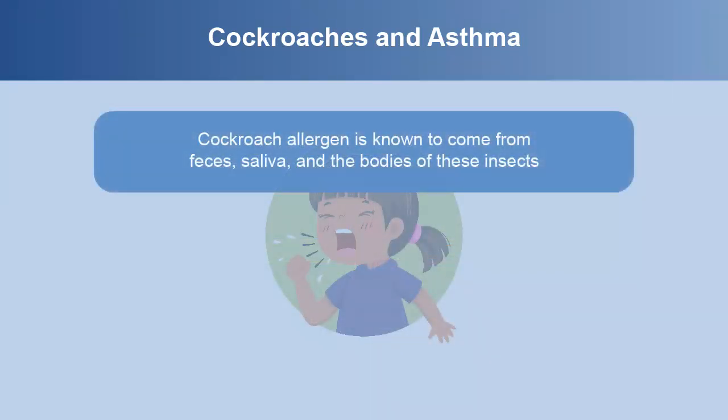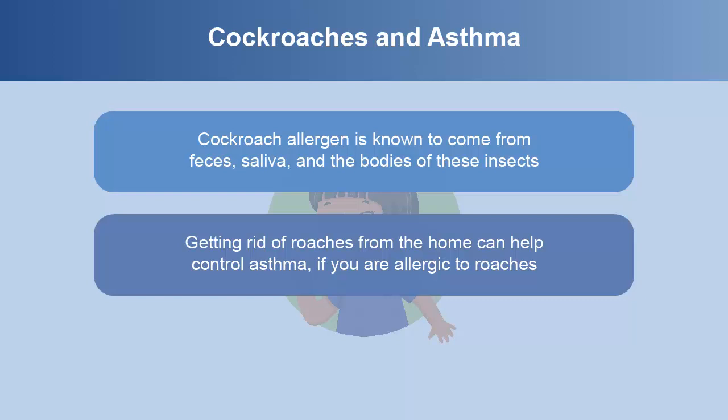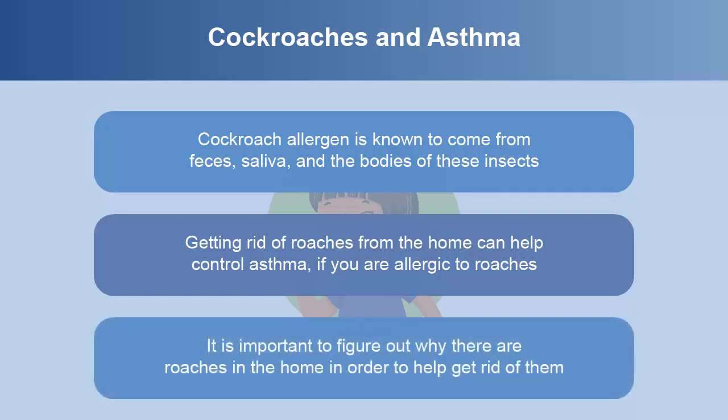Cockroach allergen is known to come from feces, saliva, and the bodies of these insects. Getting rid of roaches from the home can help control asthma if you are allergic to roaches. It's important to figure out why there are roaches in the home in order to help get rid of them.